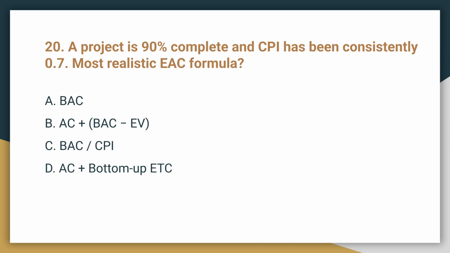Question 20. A project is 90% complete, and CPI has been consistently 0.7. What is the most realistic EAC formula? The correct answer is D, which is AC plus bottom-up ETC. A severe variance late in the project requires re-estimating the remaining work, making the bottom-up ETC method the most accurate for EAC.